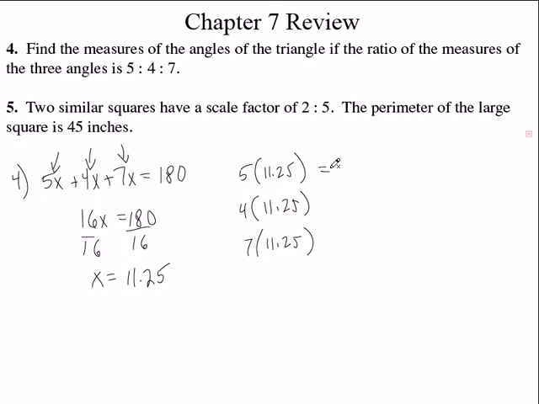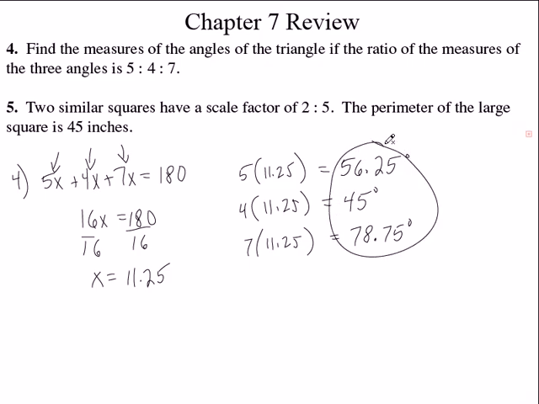11.25. So if we multiply that by 5, we get 56.25. If I multiply it by 4, I get 45 degrees. These are all in degrees because they're angles. If I multiply it by 7, I get 78.75 degrees. And those are the three angles. If you added them all up, they'll add up to 180, and those are my angles right there.